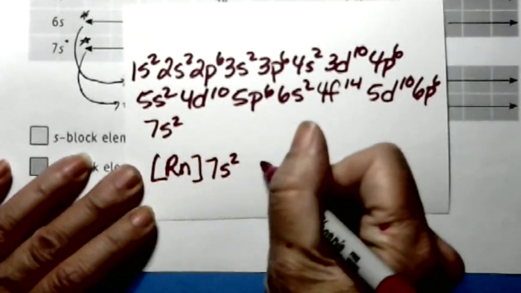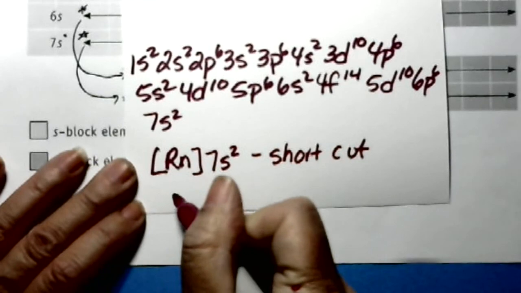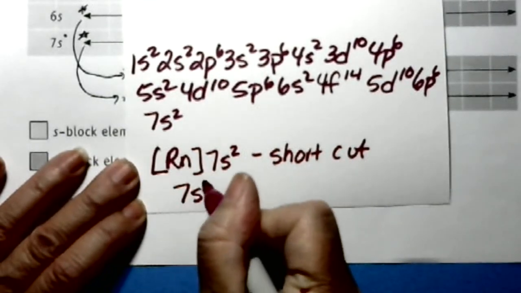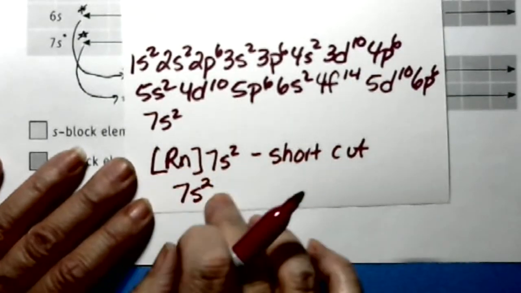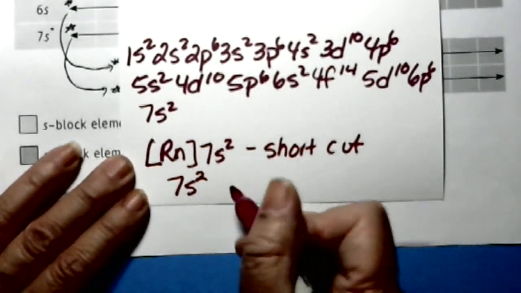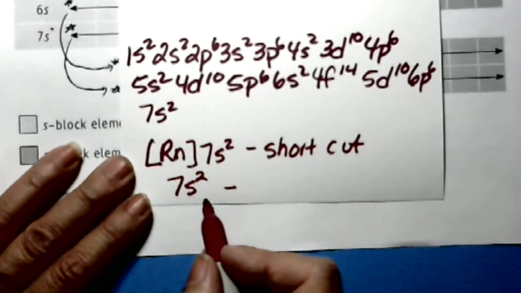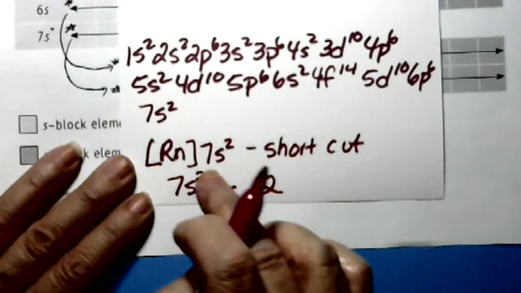Then I go to the valence. So this is a shortcut. Then what about the valence? The valence is just the 7s2. I can forget about all the radon ones. What is in this row? 7s2. Okay, and then how many electrons are valence electrons? There are 2, because there's this superscript that's 2.